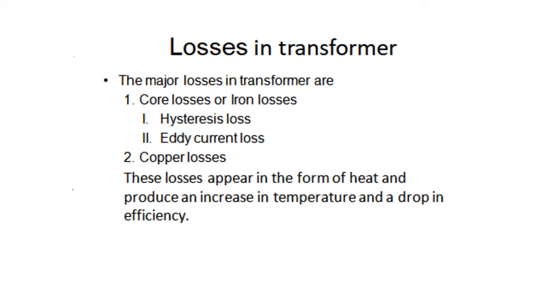Losses and efficiency of a transformer. Losses in a transformer: the power losses in a transformer are of two types. First, core loss or iron loss. Second, copper loss. These losses appear in the form of heat and produce an increase in temperature and a drop in the efficiency.